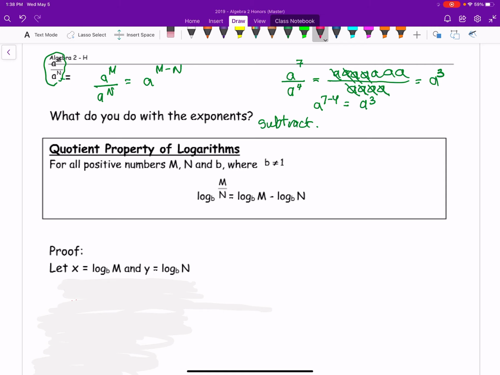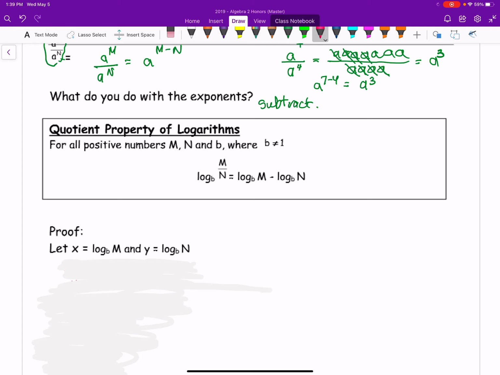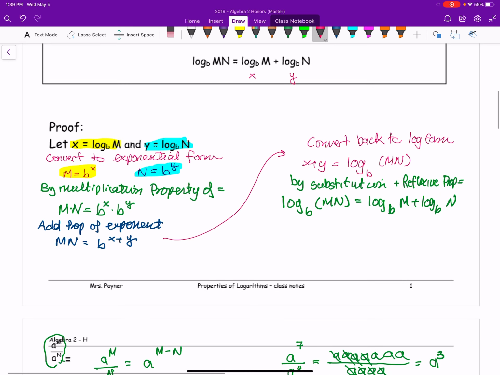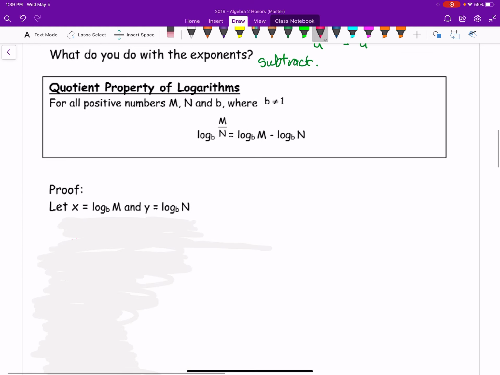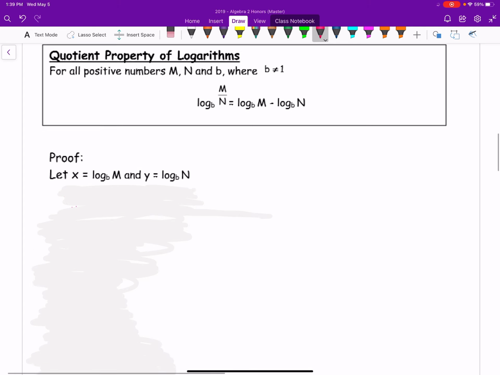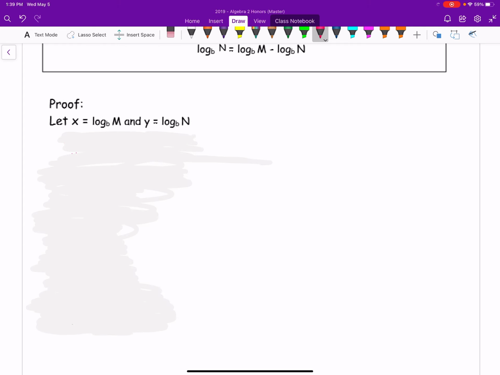The proof for this is almost identical to the product. The first step, if we looked at the proof for the product, was to convert to exponential form. Then instead of multiplication property of equality, it's going to be division property of equality. Instead of addition property of exponents, subtraction property of exponents. And then finally convert back to logarithms, substitute in. I want you to pause the video and try doing the proof on your own, modeling it on the product. Pause the video and come back.